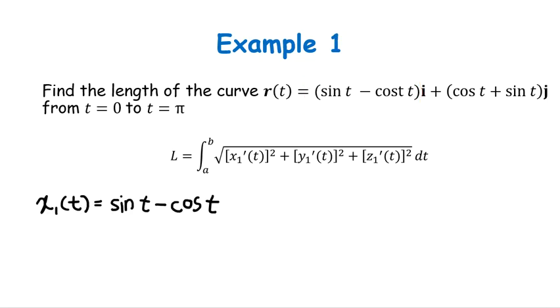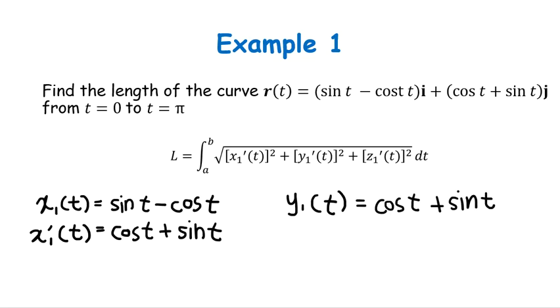For the first component, which is sin t minus cos t, we have the equation here. We need to differentiate it so that we will get the derivative of x1, which is x1 prime(t) equals cos t plus sin t. Next, we're going to find the derivative for the components y1 and z1. We have here the equation for the component y1. Then the derivative can be defined as negative sin t plus cos t. Looking at the vector function, we only have the components for i and j. So we can just ignore the z component.